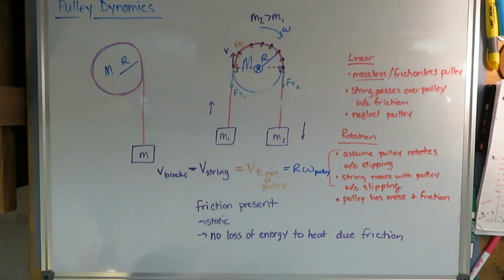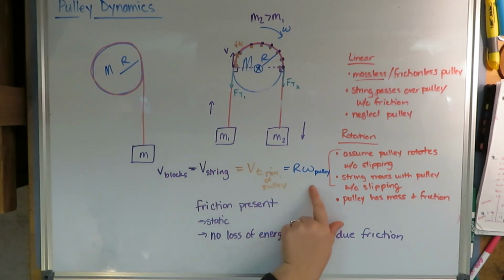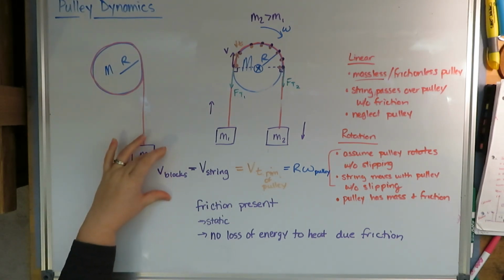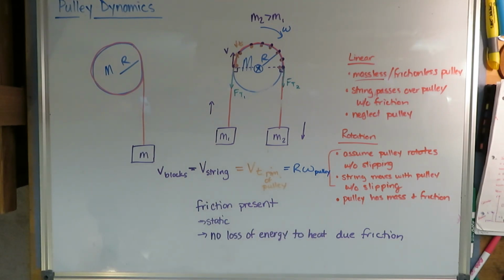That's something we assumed with our Atwood machine from the beginning, that the speed of the blocks is the same as the v of the string. So the speed of the system is essentially the same linearly, and then we can relate that now to the speed of the pulley in rotation. So that's what's going to make pulley dynamics more complicated, because we do have both linear and rotation. But it's this idea that is going to be able to bring those together.